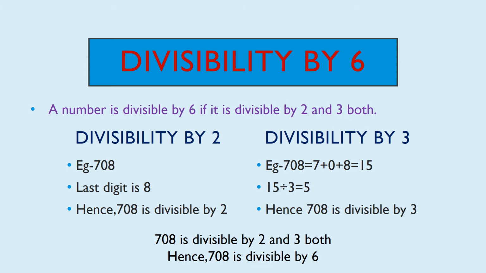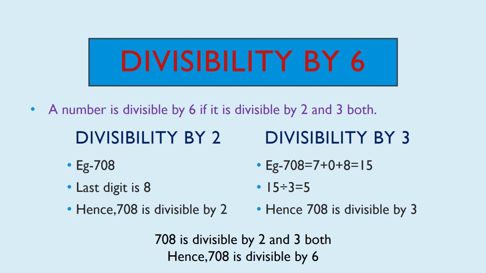Now let us see divisibility by 6. A number is divisible by 6 if it is divisible by 2 and 3 both. So to check the divisibility by 6, you have to check divisibility by 2 as well as divisibility by 3.